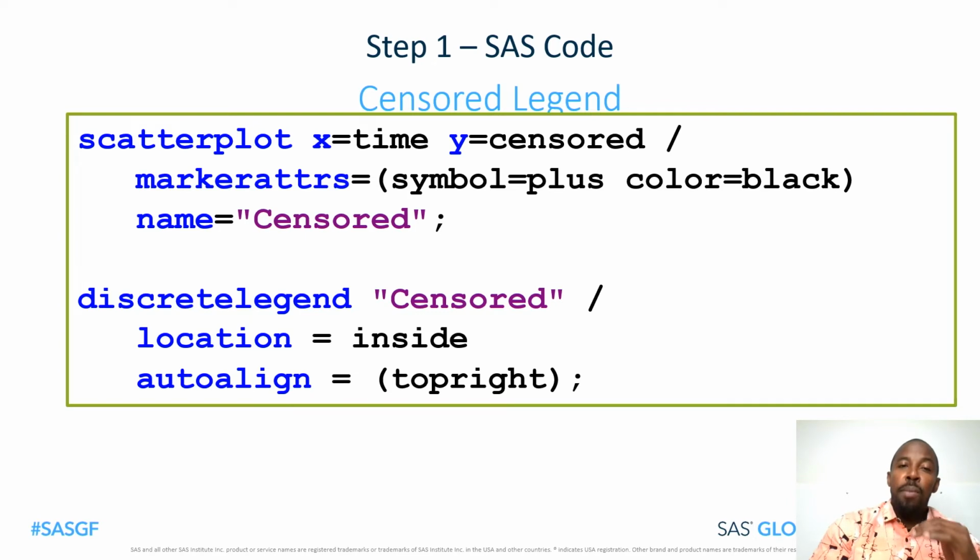The name option is used within the scatterplot statement to reference the plot statement in subsequent template statements, and it's used in our example so that the particular scatterplot statement can be eventually referenced in the discrete legend statement. Hence, the attributes of the markers displayed in the legend will be the attributes that we specified earlier in the scatterplot statement.